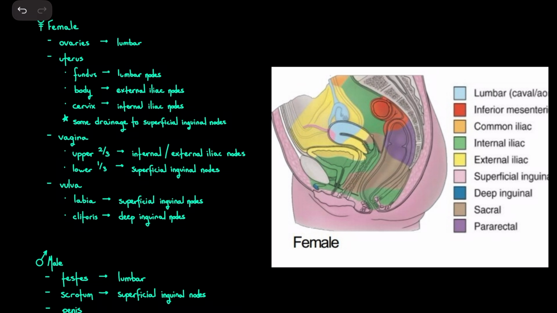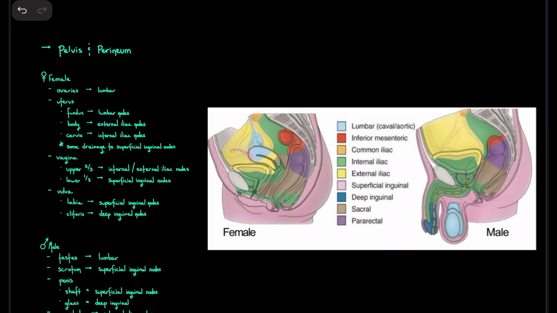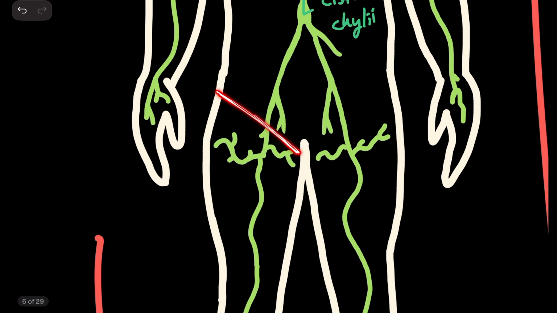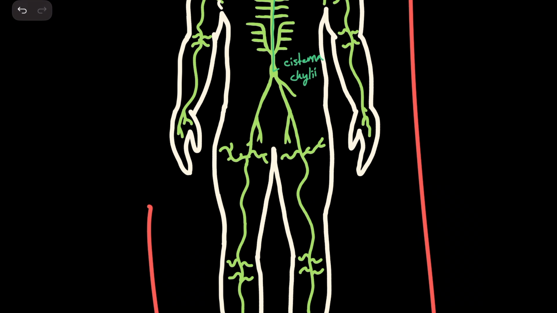Your iliac nodes are close to that inguinal region, like the hip region. And again, we have this idea of crosstalk. So some of this drainage will go to the superficial inguinal nodes. Let me define that really quick for you guys. Inguinal is this right here. So it's just the junction point of my lower limb to my trunk. Okay.